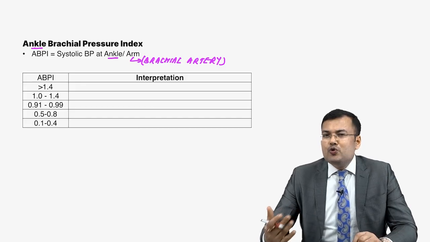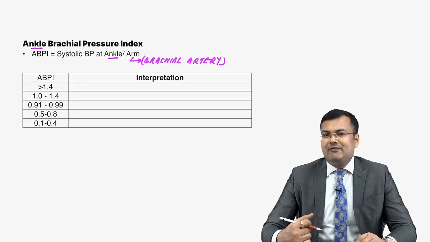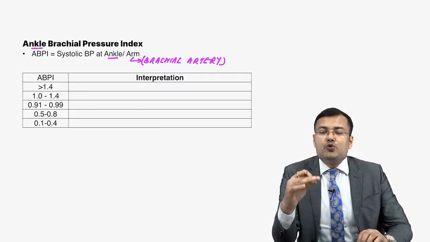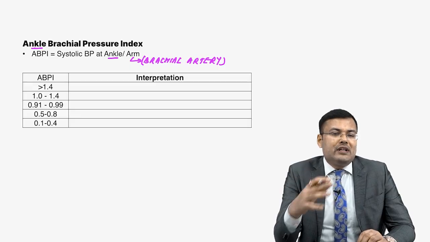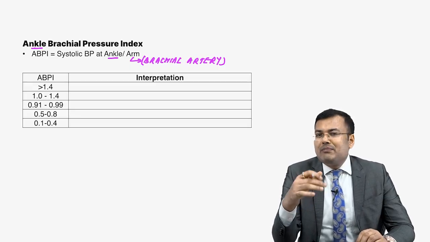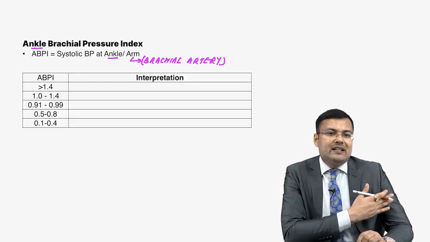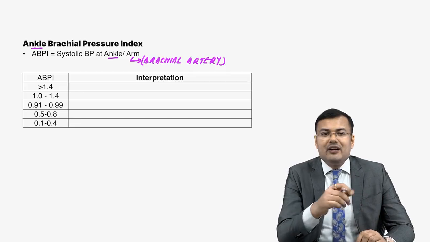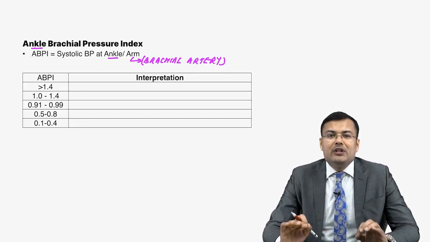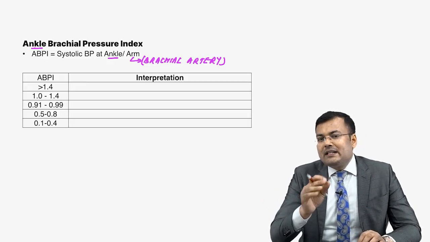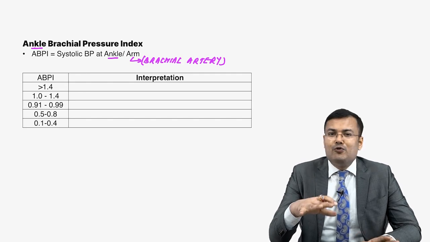Now tell me, should it usually be more than 1 or less than 1? Because of the effect of gravity in the lower limb, the pressure should usually be more. So systolic blood pressure at the ankle should be relatively more than systolic blood pressure in the brachial artery. Ideally it should be more than 1. Even if it's equal to 1, it's fine. But if it's less than 1, it means there is occlusion.